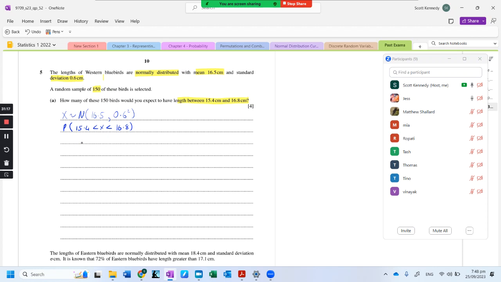It is, yeah, it's already normally distributed. We could find the Z number. Well, we have to find the Z numbers to be able to use the table. So I'm going to say Z1, and I'm going to use that for my 15.4. So complete the table. What am I going to write next, Matthew? Z1 equals?